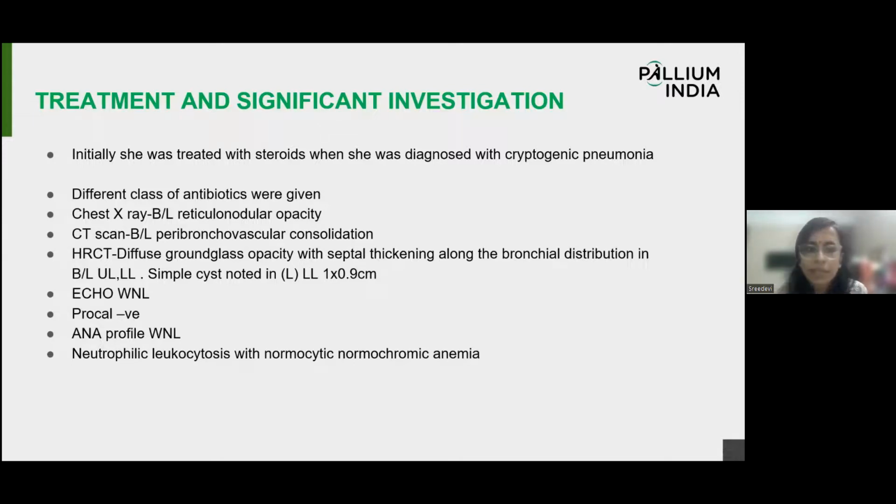So these were the treatment and significant investigations that we received from the referral letters. She was given different classes of antibiotics, I think at least five or six back and forth. I've mentioned the chest X-ray, bilateral reticular nodular opacity. A CT scan was done, and I am not reading out everything, but the echocardiogram was normal and procalcitonin was negative. They did an ANA profile, which was again normal.